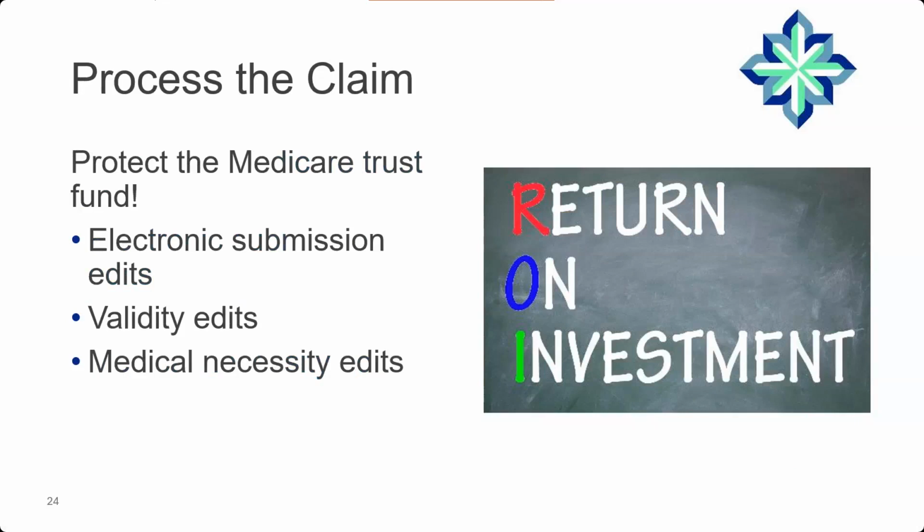Then we have to look for what we like to call our validity edits. Is the patient's number right? Is the provider number right? Those are basic things that will stop a claim from processing. On a 1500 or 837P, this is called an unprocessable claim, and you must submit a brand new claim form and start it all over.